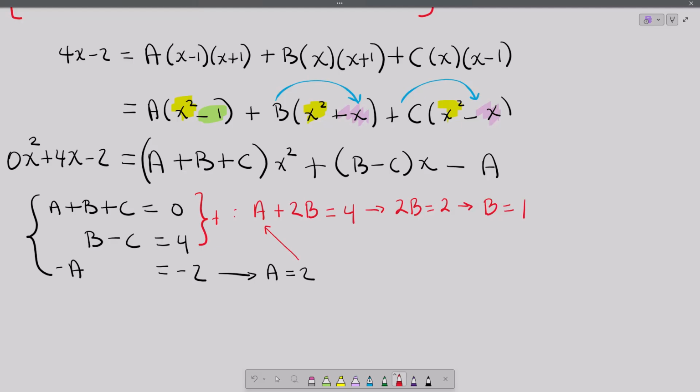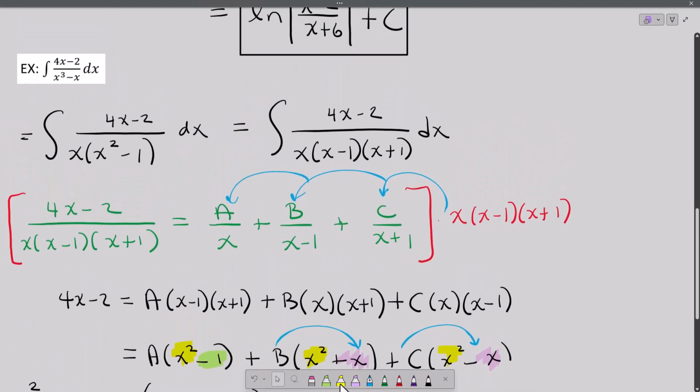And if b is 1, we can plug it in right here to get c. C is going to be negative 3. So that tells us c is -3. Plugging in b equals 1 there, you're going to get -c equals 3, divide by -1, c is going to be -3. So now we have all three: A, B, C.